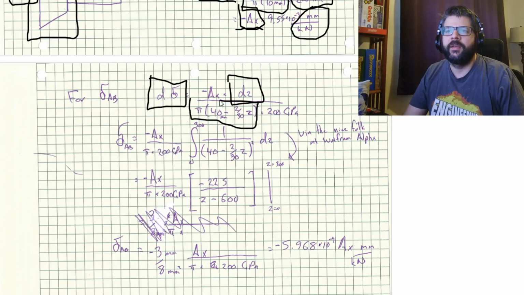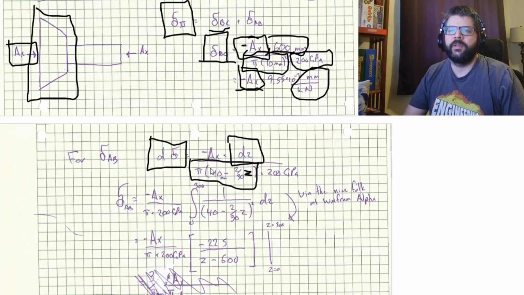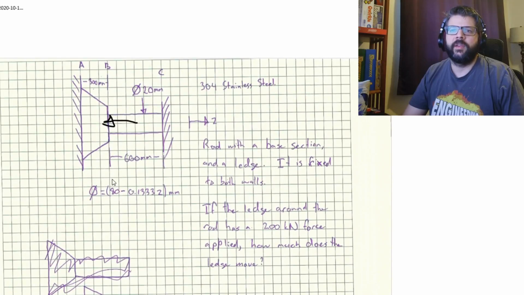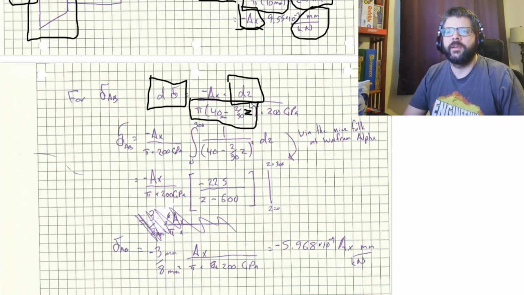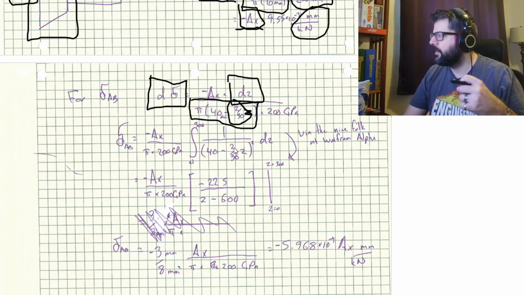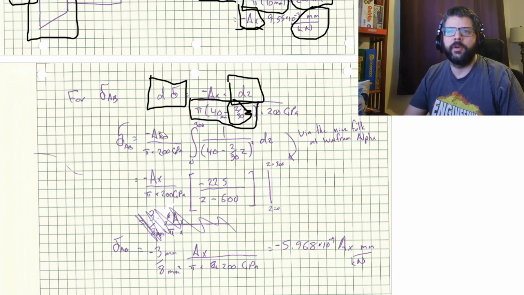divided by our cross-sectional area, which in this case is a function of z, and that's just taking this thing here and dividing by 2. I kept it in the fraction notation just so when I went to solve it, I could plug it into Wolfram Alpha easier. Yeah, got that, and then of course our stiffness.